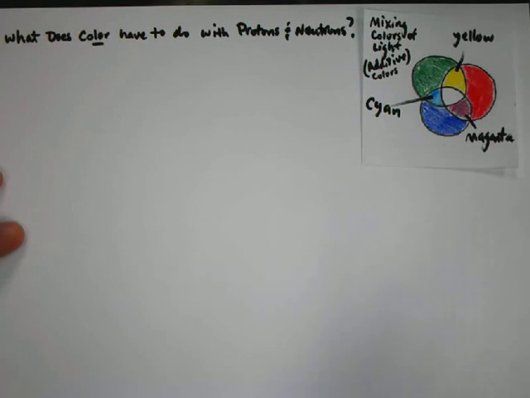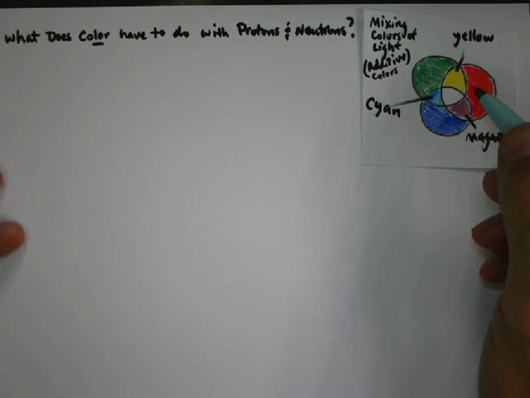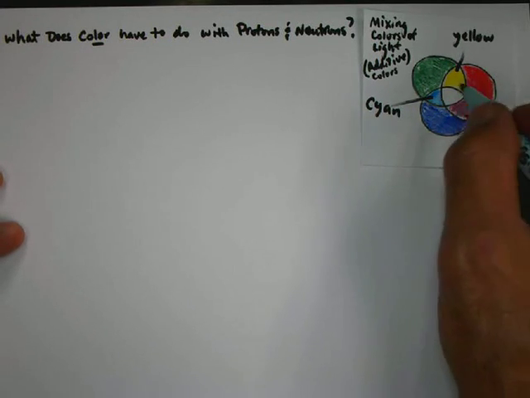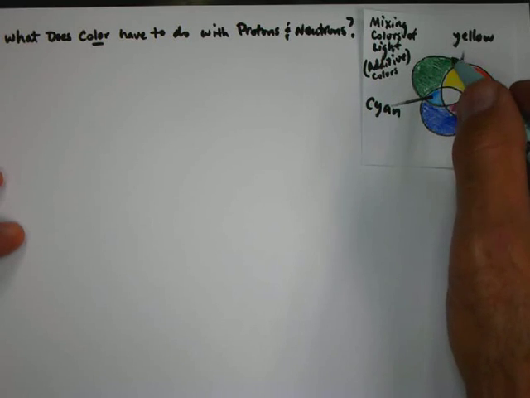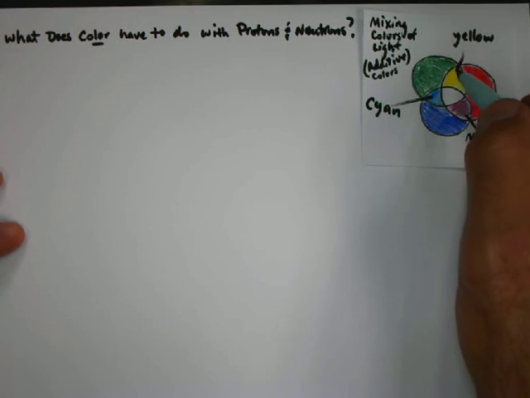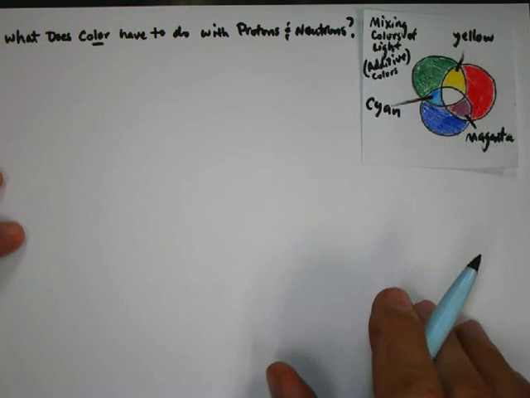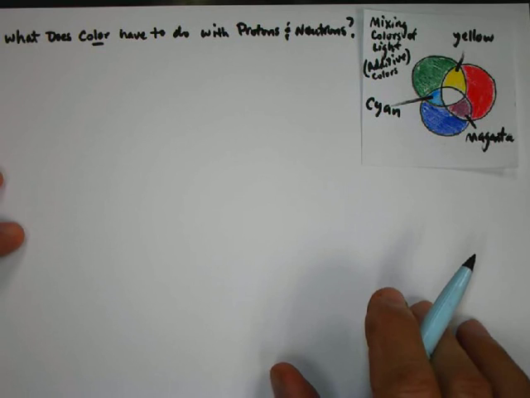If we mix red light with green light, the place on the electromagnetic spectrum that's intermediate between that would be yellow, and so we'd see yellow light. But if we mix all three, red, green, and blue, we get white light. Okay, again, this is not to be confused with ink. Ink is a subtractive process.